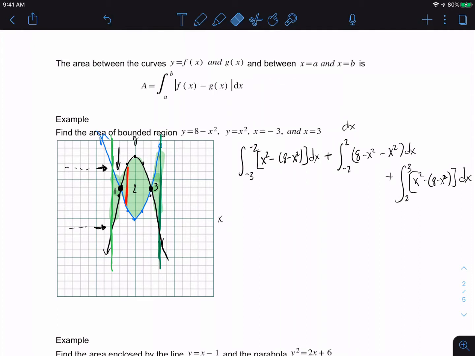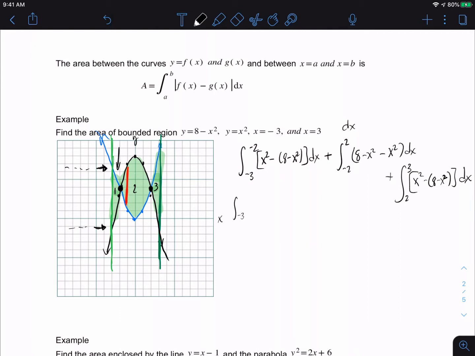People can get caught up making mistakes with the absolute value integration, and so to avoid any potential mistakes, I just have you do it this way. It's a little bit longer, but it's easier for you to see what's happening. Okay, so now we need to take the antiderivative of each of these. Let me clean it up.